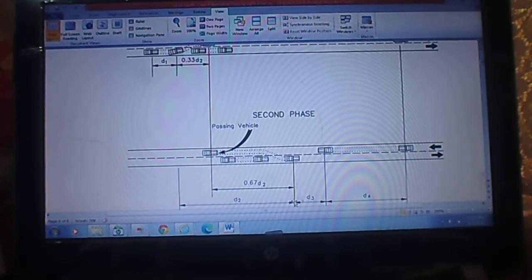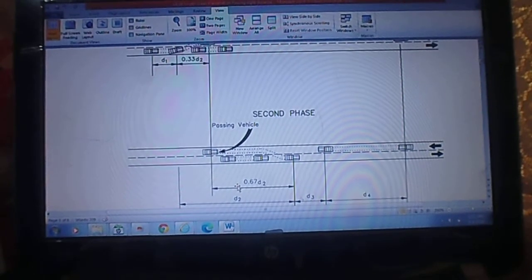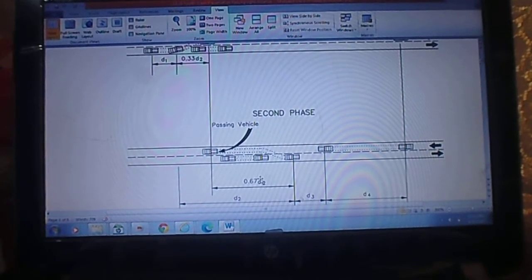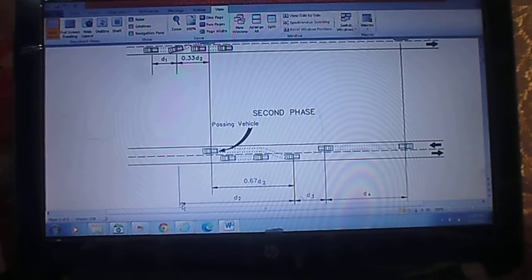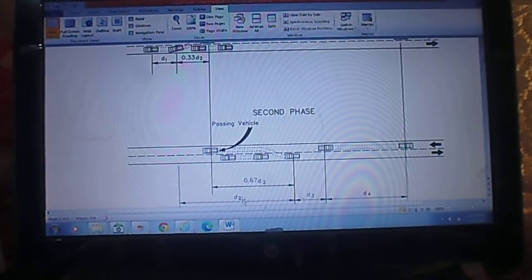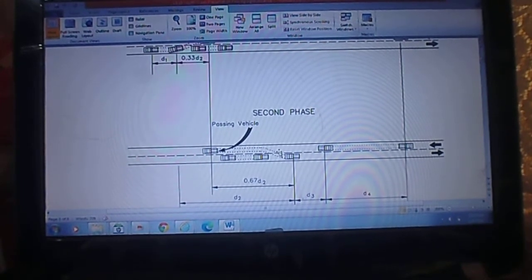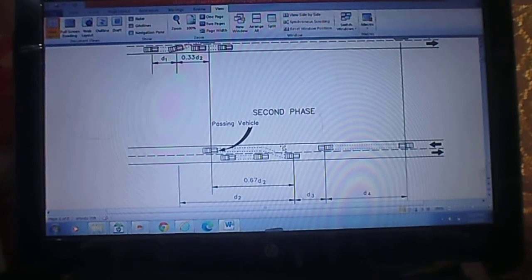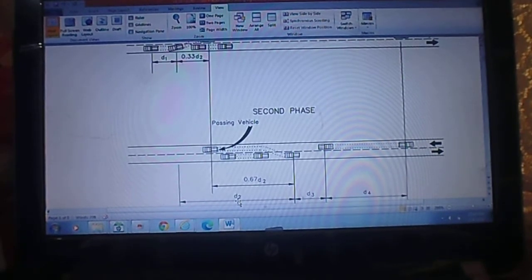D sub 2 is computed using the formula distance equals time times the speed. The passing vehicle spent time t sub 2 along the left lane. So that time multiplied by the speed of the passing vehicle along the left lane is equal to d sub 2.